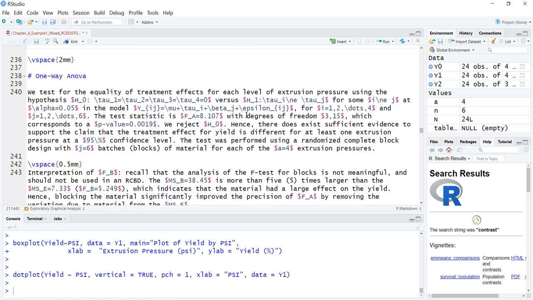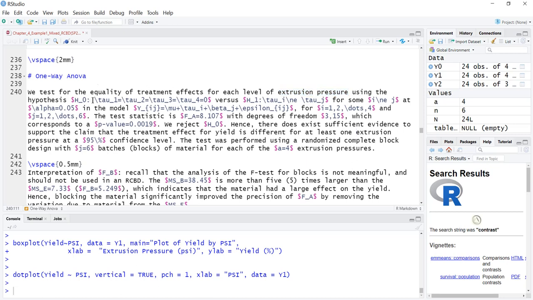Now we jump to our one-way ANOVA, and we're going to test for the equality of treatment effects for each level of the extrusion pressure. Okay, so I've used the name here. I didn't say PSI, right? I know it's extrusion pressure, so I'm going to say extrusion pressure. I just named the variable PSI because it's short and it's easy. But here, I'm going to use the words so that people know what I'm talking about.